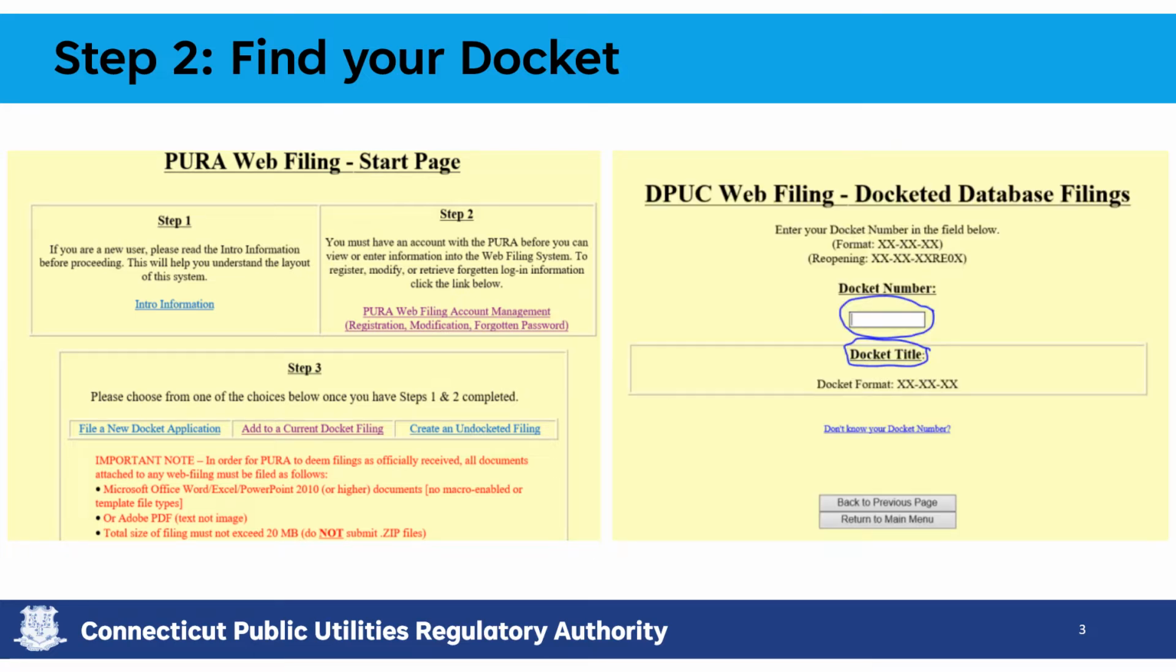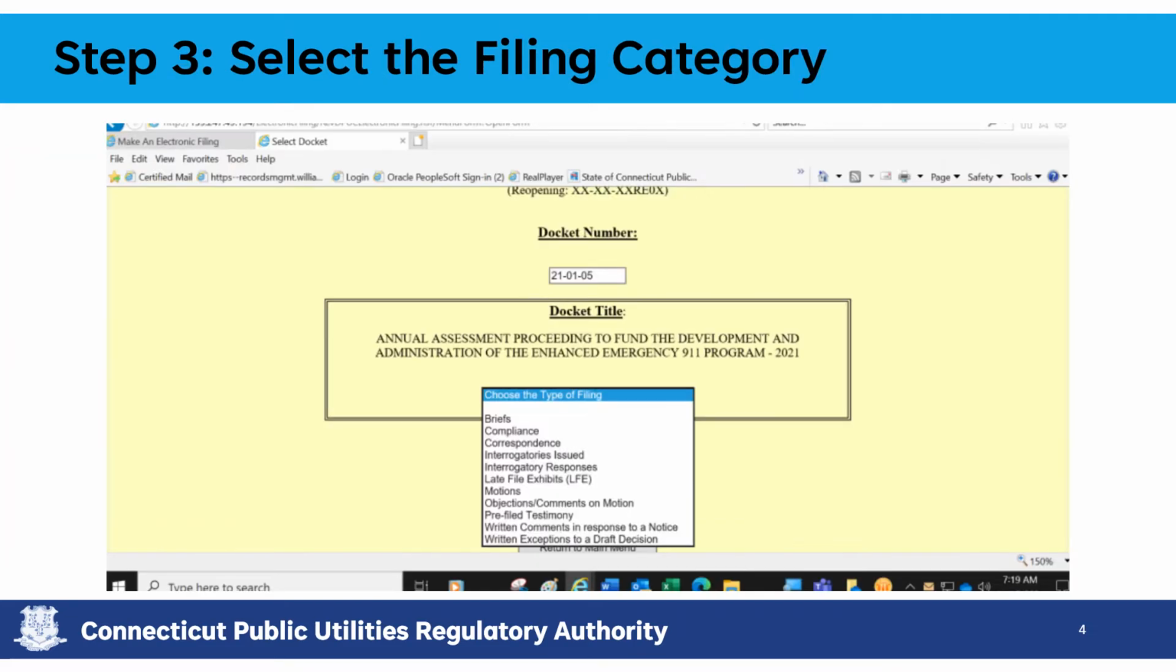You will then type in the relevant docket number to make sure that you are submitting your filing into the correct docket. You can verify this by looking at the docket title and making sure that it matches. The next step is to select the type of filing you are submitting. A drop-down will provide a list of options to you. Submitting a filing in the correct category is essential to keeping a docket's procedural record organized.